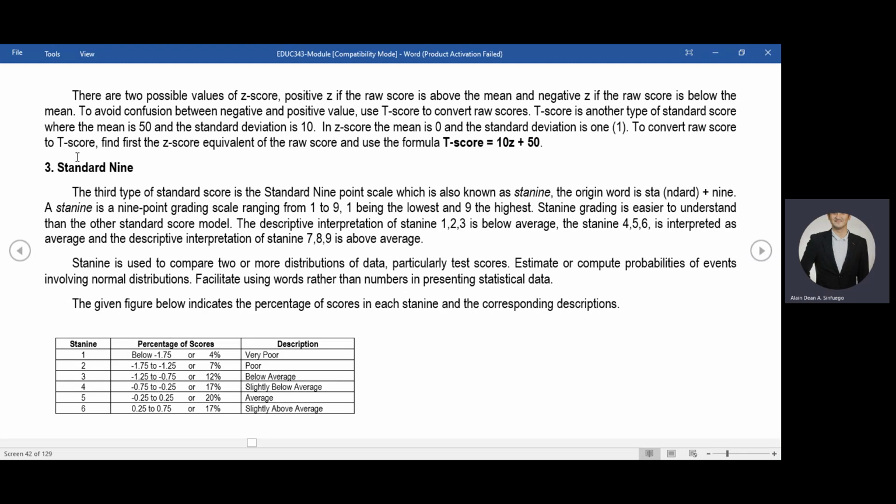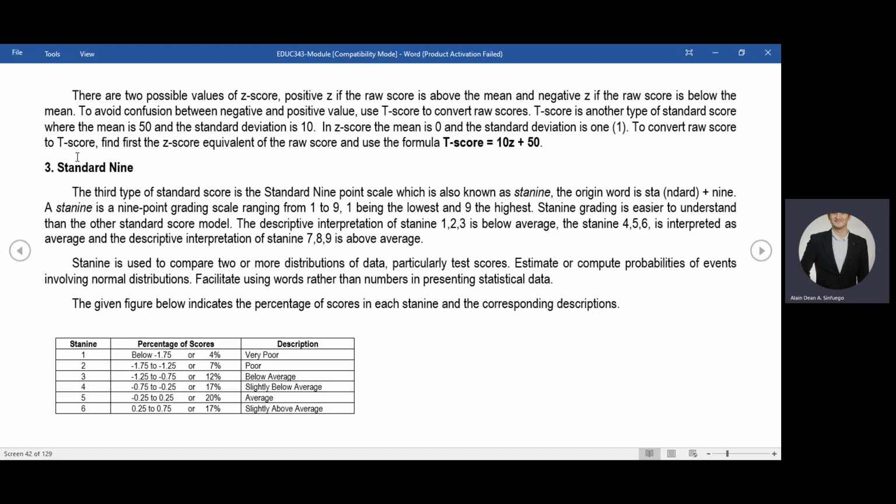T-scores. Okay, there are two possible values of z-score: positive z if the raw score is above the mean, and negative z if the raw score is below the mean. To avoid confusion between negative and positive values, use t-score to convert raw scores into standard scores.